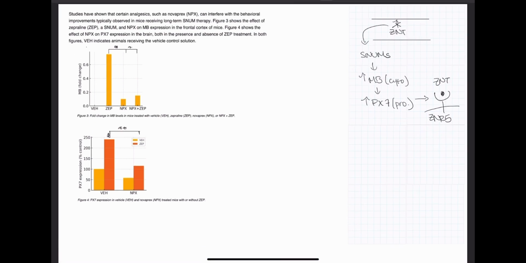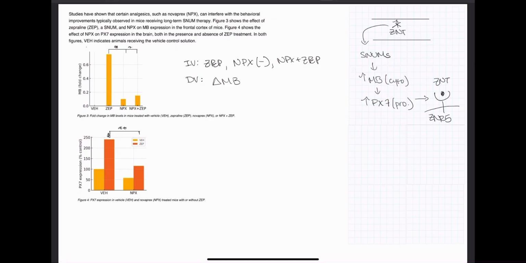All right, now that we have our flowchart again, we can look at figure 3 and what it's trying to tell us. Our independent variable in here is our ZEP, which is SNUM, then NPX, which is our inhibitor. So I'll write a little inhibitor sign, and then both of them together. So can one overcome the other? And our dependent variable is changes in MB. So we are looking at our flowchart. We know if one changes, the other one will change. And whatever the results of this is will also confirm that our flowchart is correct.